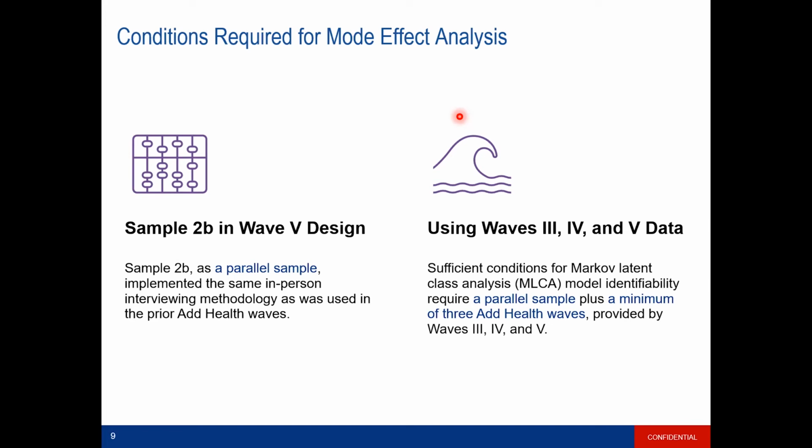Another condition we needed for this analysis is that we needed to use data from multiple waves. The minimum number of waves we need is 3. That's why we used data from waves 3, 4, and 5 for this analysis. So these are the 2 conditions.